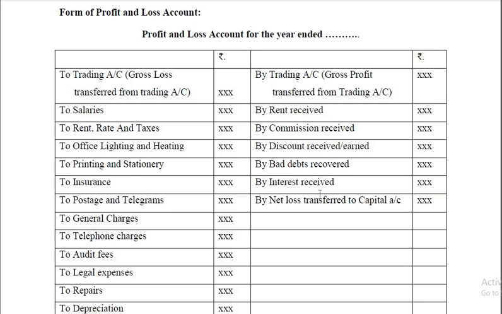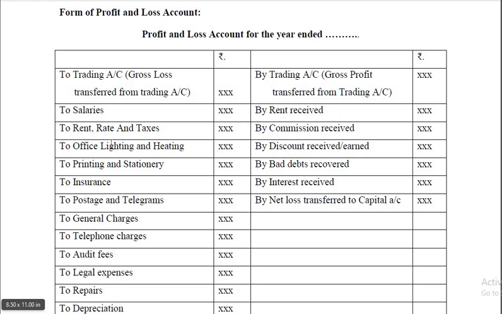Then on the credit side, all non-trading incomes are recorded, like rent received, commission received, discount received. More appropriate is discount earned rather than discount received. Bad debts recovered, interest received. All these non-trading incomes are recorded on the credit side. Then come to the left hand side, as I have told you, first gross loss is recorded here to trading account because this balance is transferred from trading account if there is a gross loss.